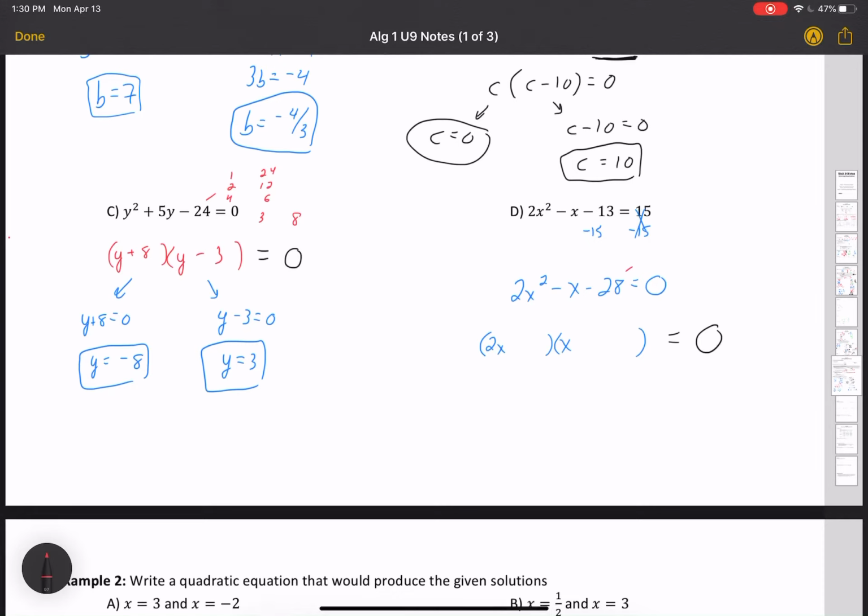So for 28, we're looking at 1 and 28, 2 and 14, 4 and 7. After guess and check, we can figure out that this is going to look like 2x plus 7 and x minus 4. Because our inners and our outers, the only way that those can give me negative 1x is if that's negative 8x and positive 7x.